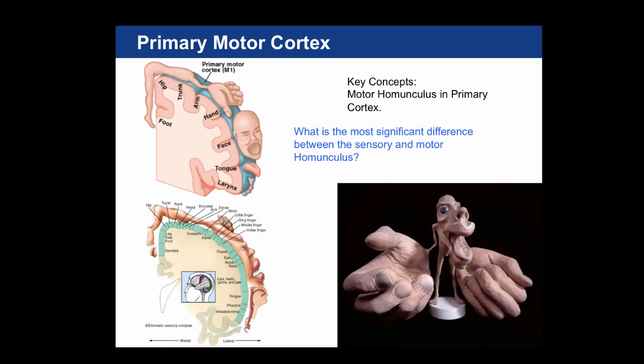So, anyone figure it out? The answer is, you probably aren't going to go there. It's the genitalia. If you look here, we have lots of sensory input from the genitalia. We do not have motor control, in terms of voluntary motor control over the genitalia.